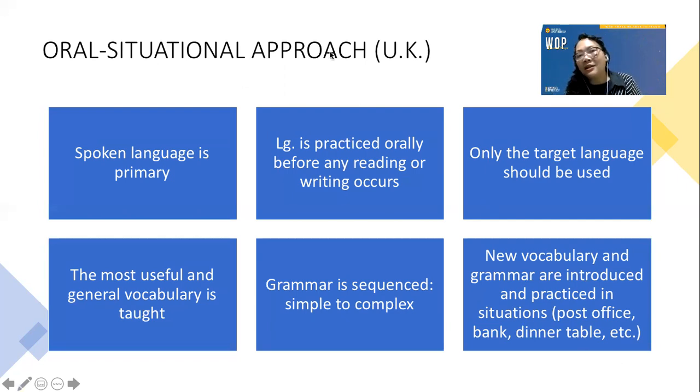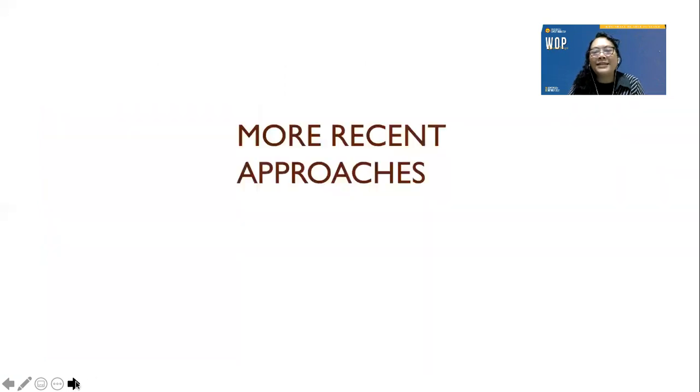But then, now here in the UK, they're strict to situation. Jadi, if you're talking about the situation at the post office, jadi semuanya, the conversation is going to involve the post office. Situasinya di kantor pos. Or at the bank. Or dinner table, pada saat makan malam, itu situasinya. So all the conversations that are going to be learned by the students are about the dinner table dan etc. Jadi dia per situasi, per kondisi ya, per kondisi dan situasi ini sih di UK. Tapi pada awalnya sih sama.